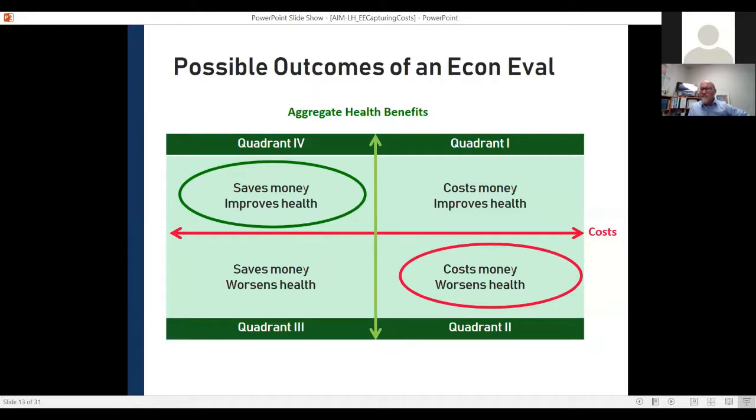And neither of these are necessarily bad on their own. We have to consider some of these other factors. So health equity could be one of them. It could be the reach of our program. An example that I've come up with is quadrant 3, where we're saving money, but maybe we're worsening health.